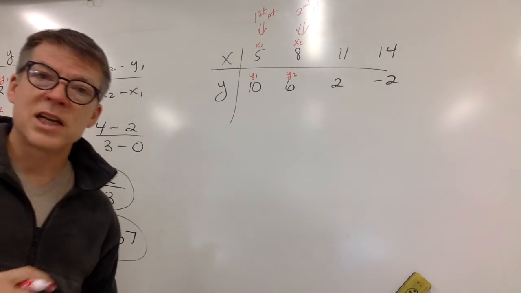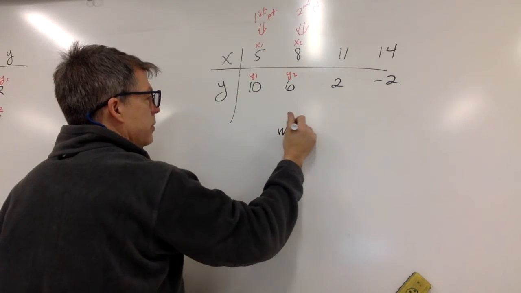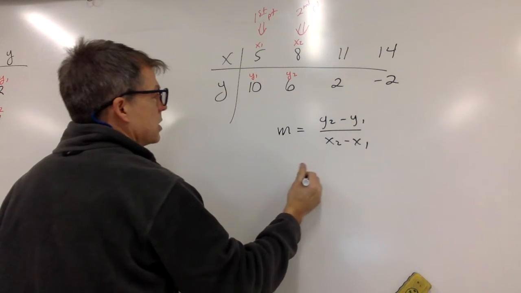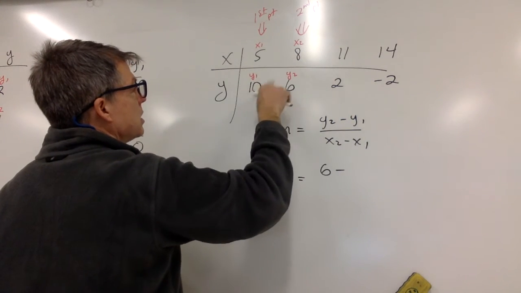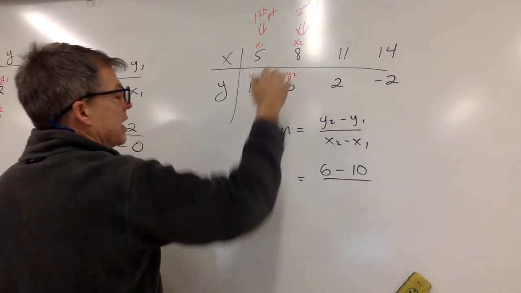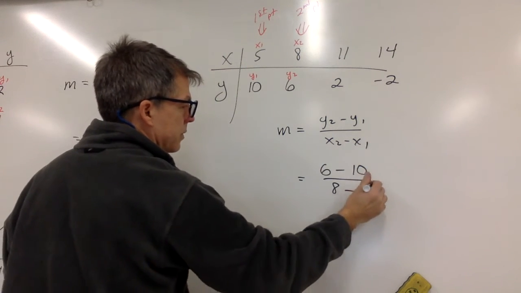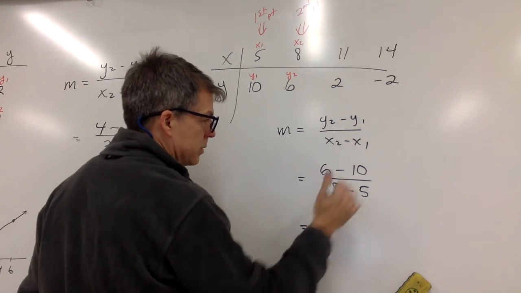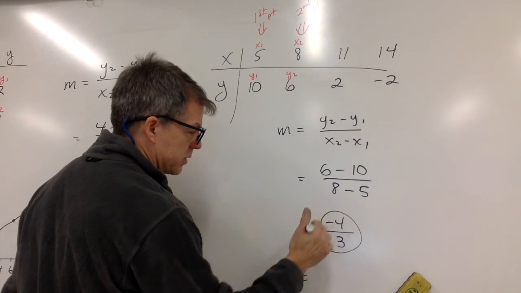After that, it is exactly the same. You just do your formula. M equals y2 minus y1 over x2 minus x1. So our y2 here is a 6, minus sign, y1 is 10, fraction line, x2 is 8, minus sign, and x1 is a 5. And so again, you can see the number taking shape. All you need to do is some arithmetic. This is going to be negative 4 over positive 3. Or if you do the decimal version of that, it's negative 1.33.